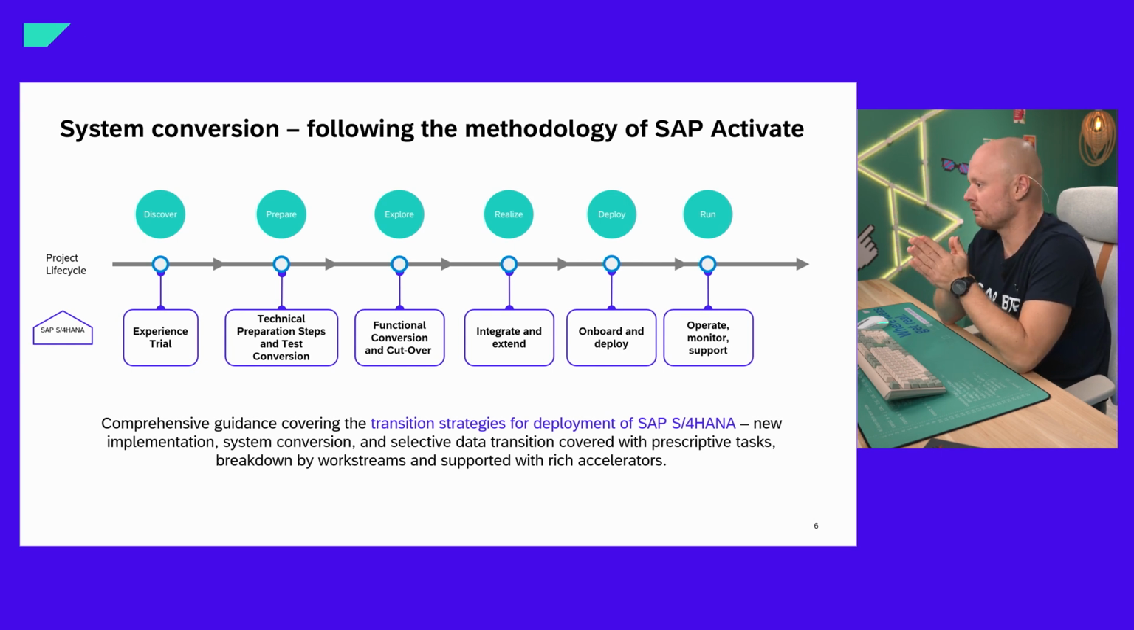And what we also have in SAP Activate is that we have specific Activate roadmaps for the new implementation, for the system conversion, and also for the selective data transition. So it already helps you to get this end-to-end view. And now we just need to make sure that you also can use this Activate methodology in the right way.